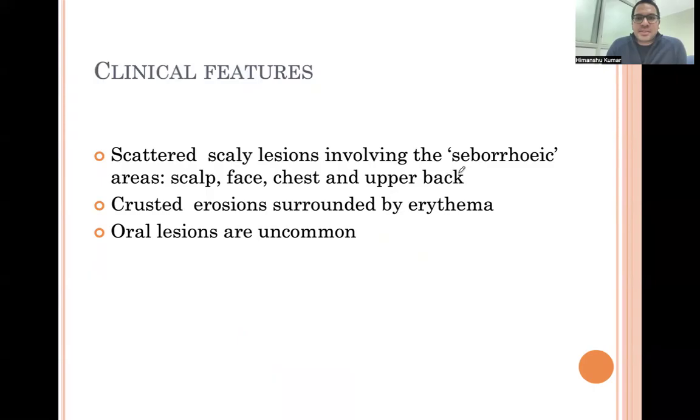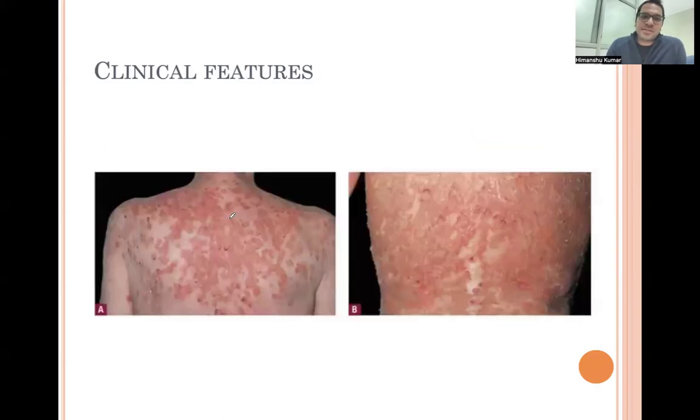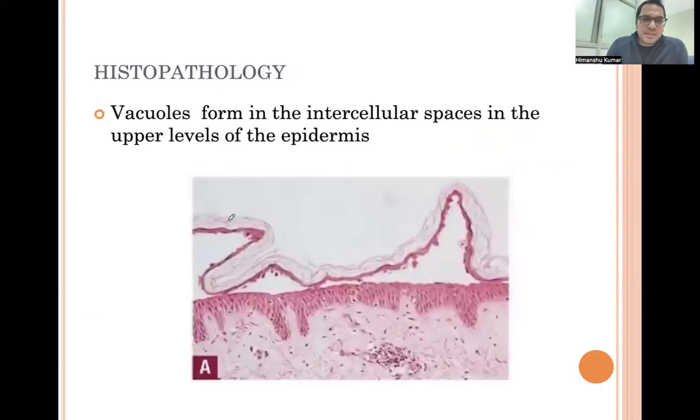So, scattered lesions in the seborrheic areas, this is also important. The lesions will be in the seborrheic areas like the scalp, face, chest, upper back. The type of lesion will be crusted erosions. For example, in this patient, we can see the distribution is mainly on the upper back, the seborrheic areas. And we don't see many blisters because it's on the upper layer, so the blisters tend to rupture easily.